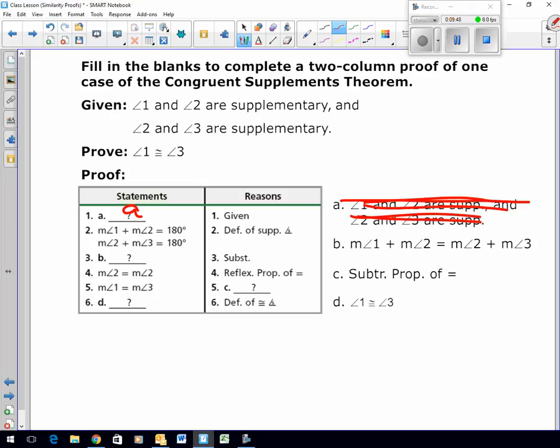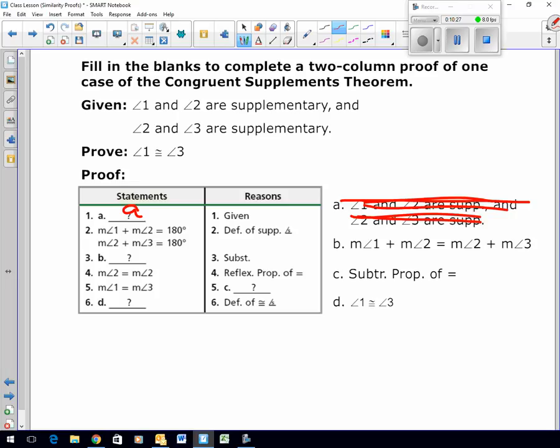All right, B. Let me see here. Substitution property. What are we getting at here? Oh, I'm sorry. 1 plus 2 equals 2 plus 3. All right, so if this is true, it means that this has to be true, right? If they are both supplementary, that means that the measure of angle 1 plus the measure of angle 2 equals the measure of angle 2 plus the measure of angle 3.